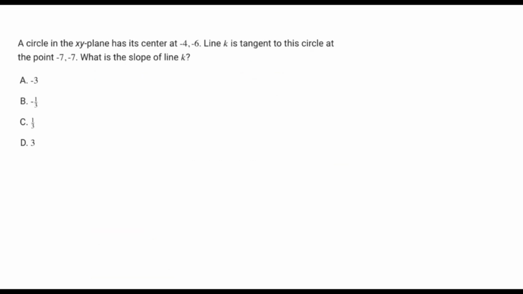A circle in the xy plane has its center at coordinates -4, -6. Line K is tangent to the circle at point -7, -7. What is the slope of line K?